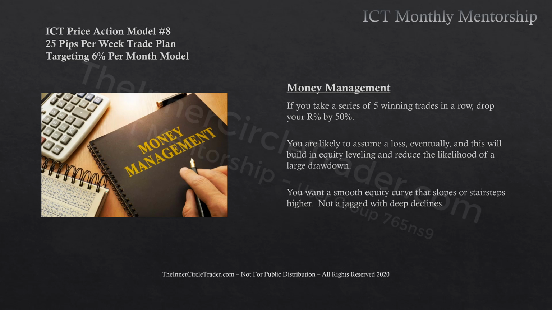If you take a series of 5 winning trades in a row, drop your risk percent by 50%. You are likely to assume a loss eventually, and this will build in equity leveling and reduce the likelihood of a large drawdown. You want a smooth equity curve that slopes or stair steps higher, not jagged or with deep declines.